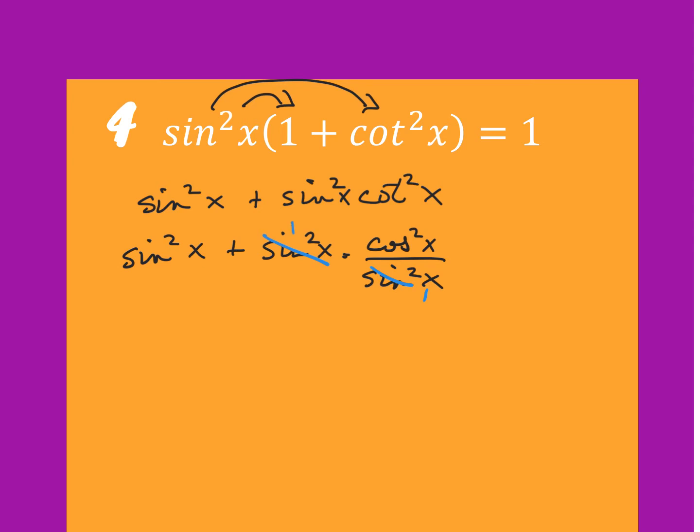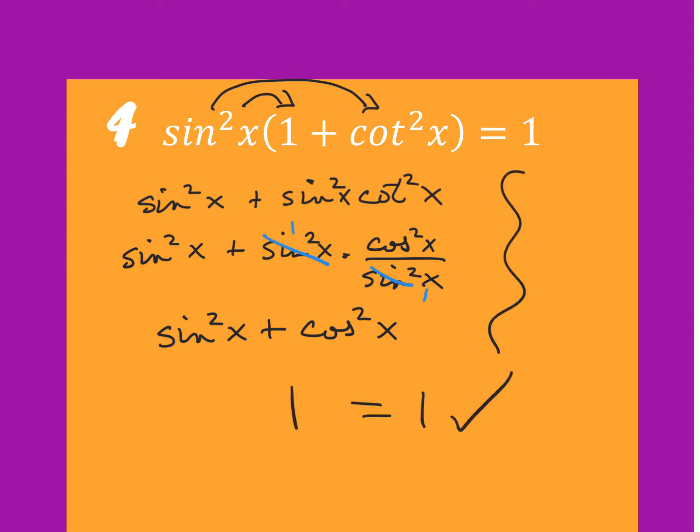And now I'm left with sine squared x plus cosine squared x. And this is a Pythagorean identity because I know that sine squared x plus cosine squared x equals 1. And that's what it wanted me to get to. So this is one way. Let me show you another way without distributing and replacing the parentheses with an identity.